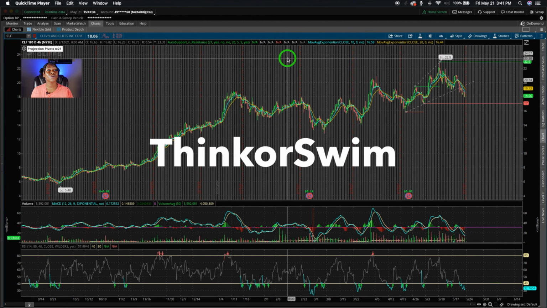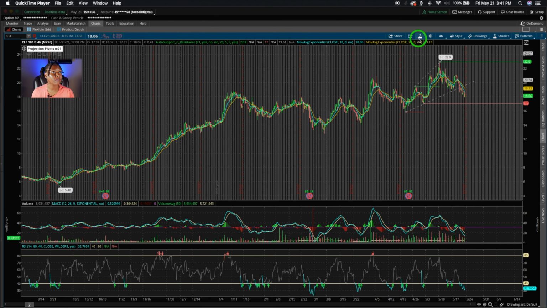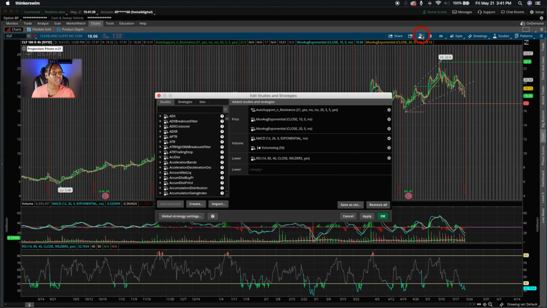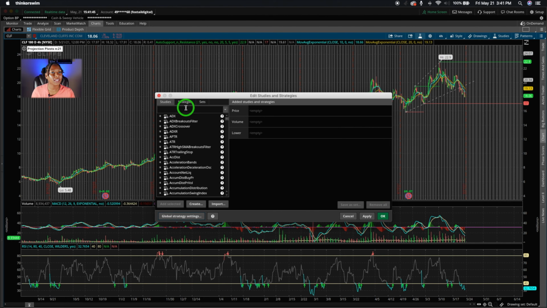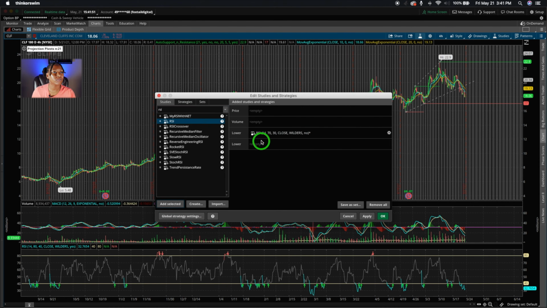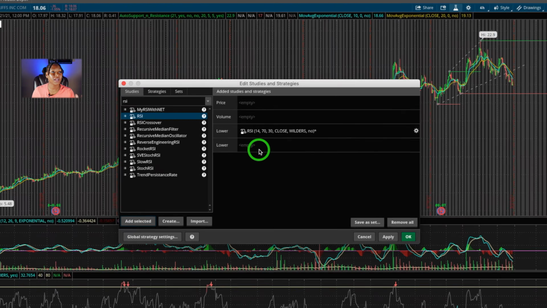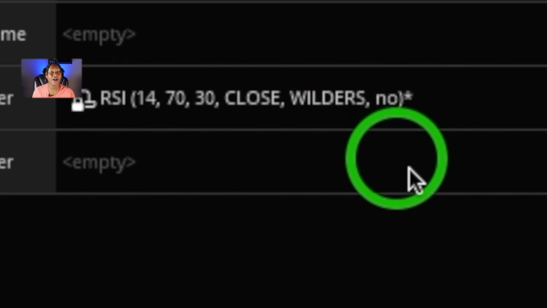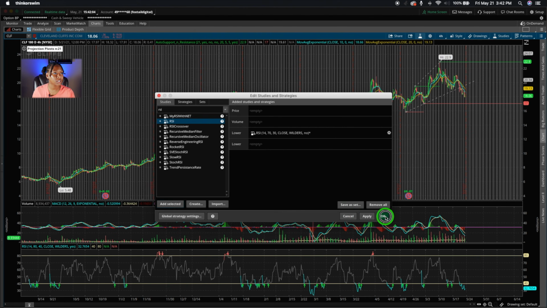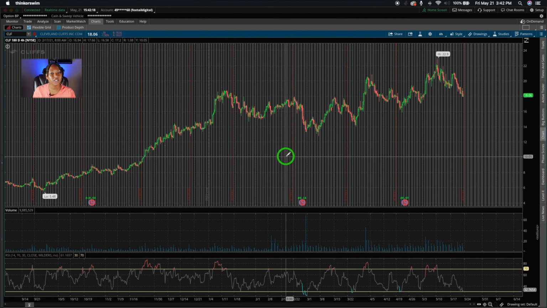So let's see how these changes affect our trading signals. Right now we are in Thinkorswim, and as you see here, this has all of my old settings on it. So I'm going to remove all of this and put the RSI back on here. This is our regular RSI setting, which is 14, with overbought at 70 and oversold at 30. It says Wilder's. Great, we just talked about him. So you see the RSI here, 70 and 30.